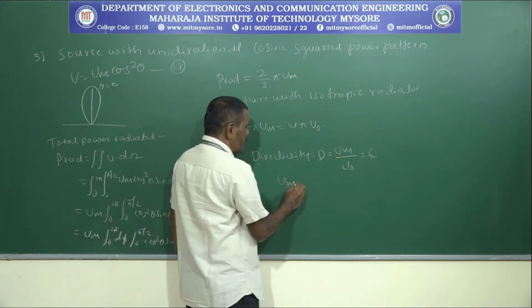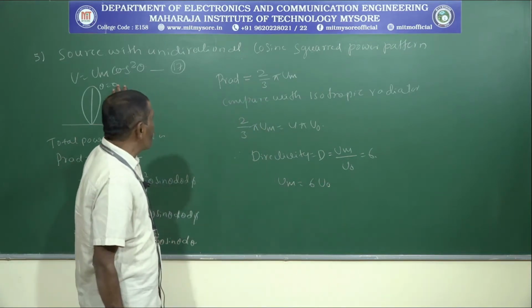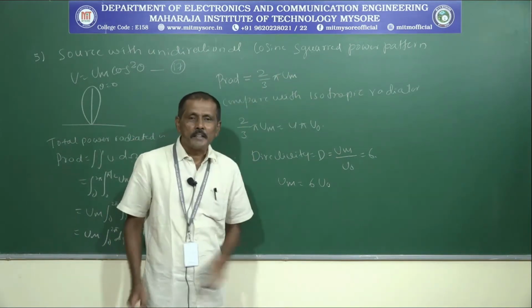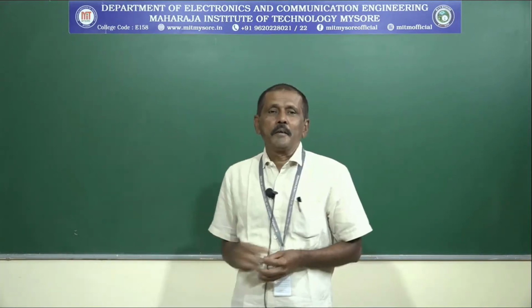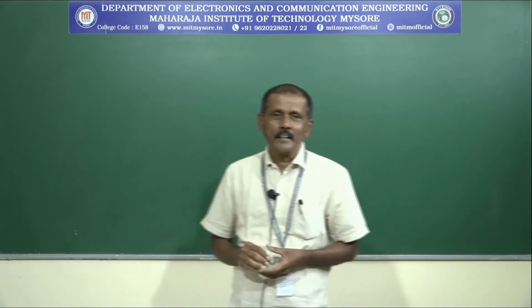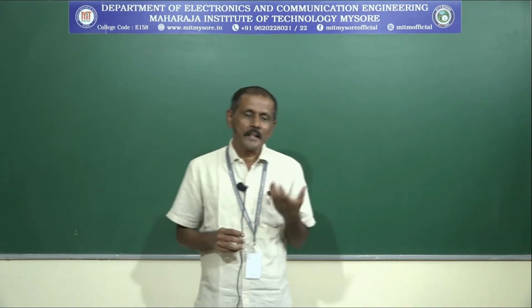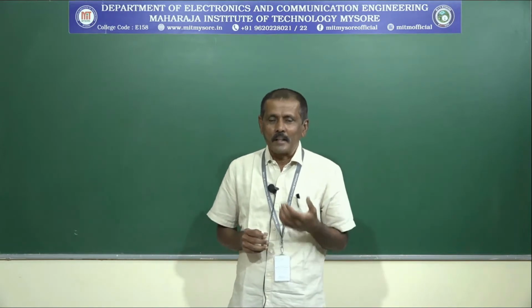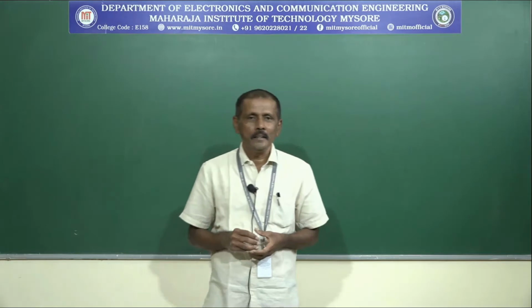And what this is indicating is that the maximum power radiated by a unidirectional cosine squared source will be equal to 6 times that radiated by the isotropic radiator. All these 5 cases what we have studied will indicate that, depending upon the type of the source, whether it is unidirectional or bidirectional, sine or cosine, sine squared or cosine squared, the directivity of the antenna changes.